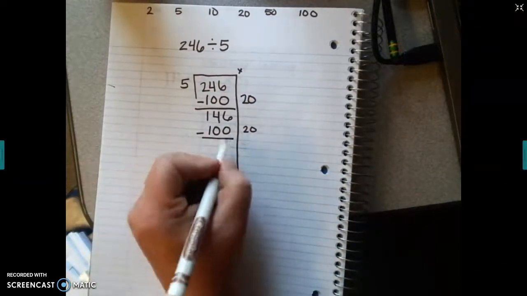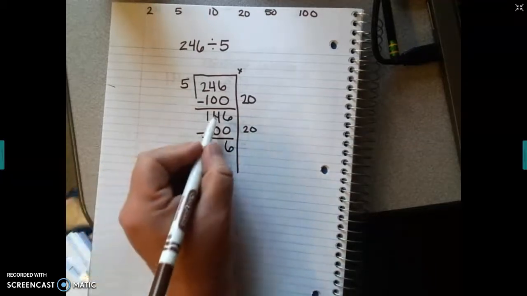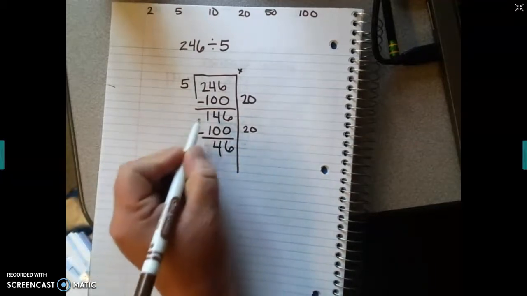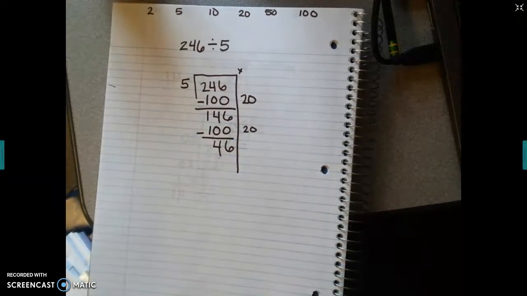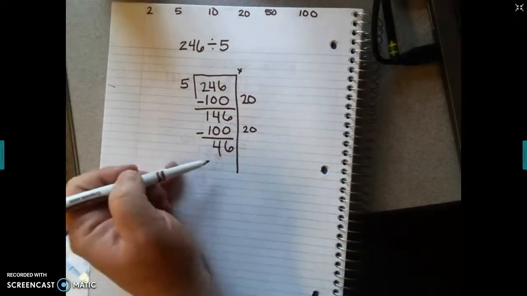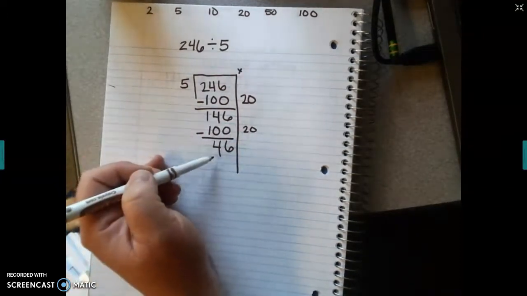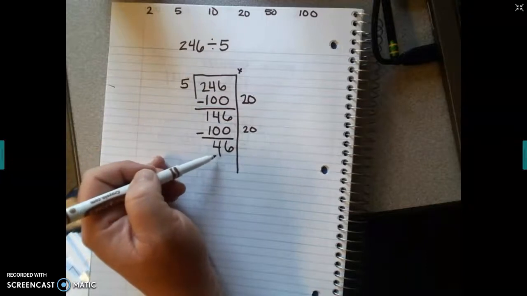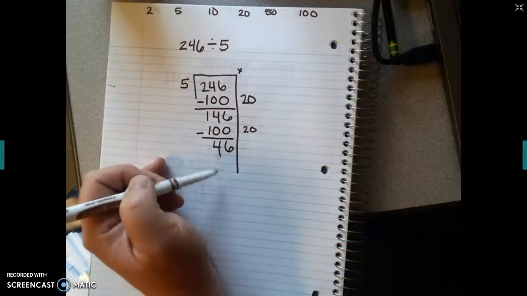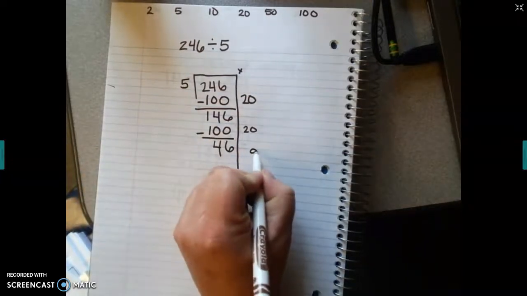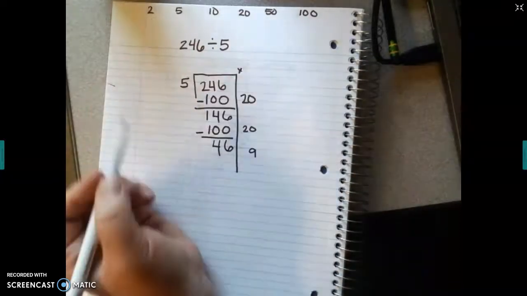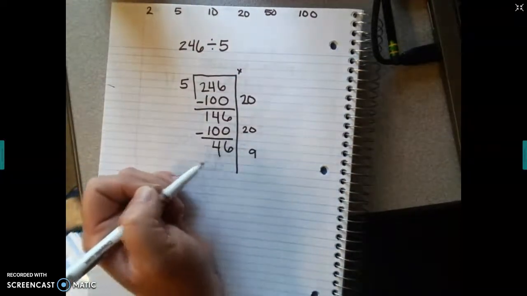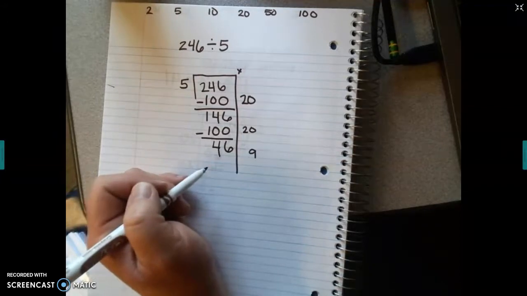5 times 20 equals 100. Subtract. 6 minus 0 is 6. 4 minus 0 is 4. 1 minus 1 is 0. So we're going to start again. What can I multiply 5 by to get close to 46? Hopefully some of them will start recognizing that 5 times something is 45, and hopefully they know that 5 times 9 is 45. And remember, you don't have to use these numbers. If they're recognizing multiplication facts and other numbers they can use, that is perfectly fine.